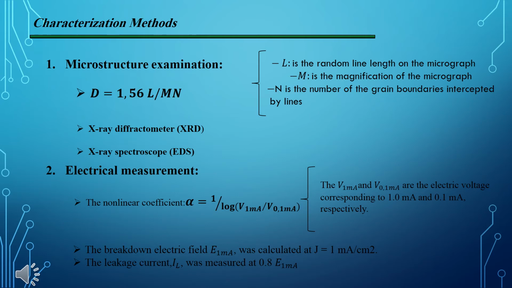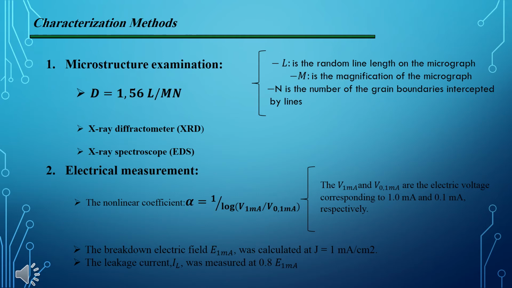The DC electrical measurements at room temperature were measured using a voltage source measure unit. The current was recorded by increasing the applied voltage step by step manually to characterize the electrical field-current density, E-J, behavior of the nano-based varistor ceramic.